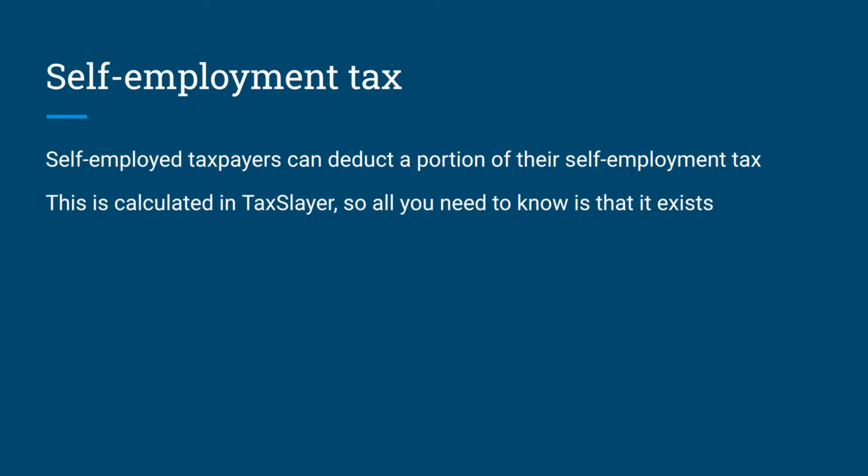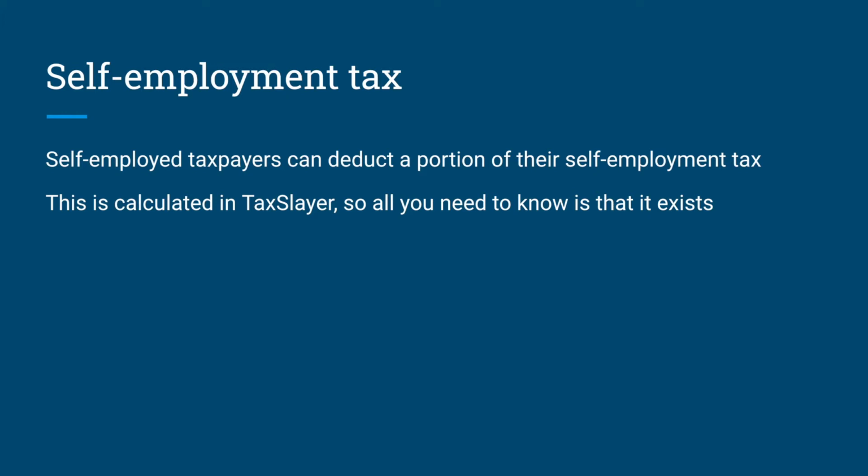And so the next major credit or adjustment to income that we are going to talk about is the self-employment tax. Self-employed taxpayers can deduct a portion of their self-employment tax. This is one of those adjustments, and we're going to see more of this with the deductions and credits, that are important to know conceptually, but you actually do not have to do the calculation or much work for yourself really, because this is calculated in TaxSlayer.